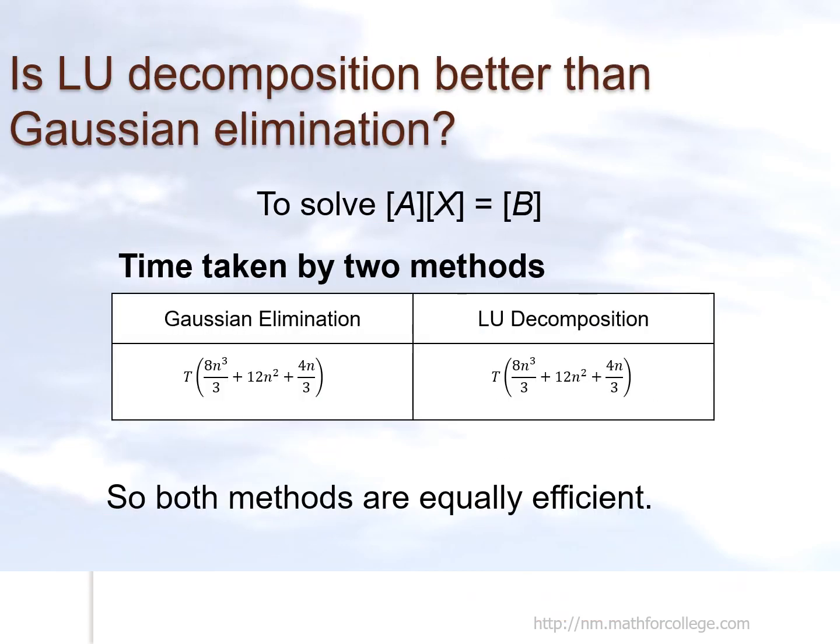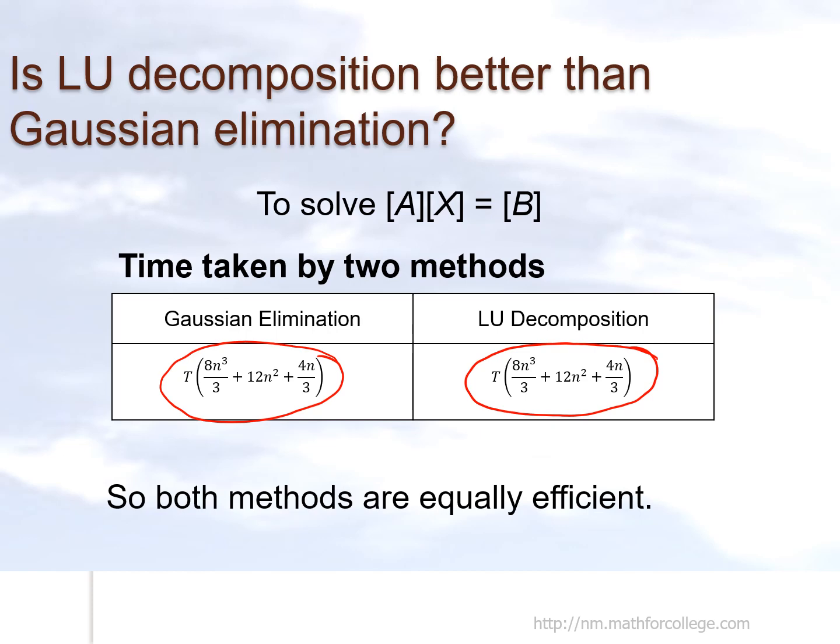So if we add those times, this is what we get for Gaussian elimination and this is what we get for LU decomposition, and you can clearly see both these computational times are exactly the same. So both methods, LU decomposition method and Gaussian elimination, are equally efficient.